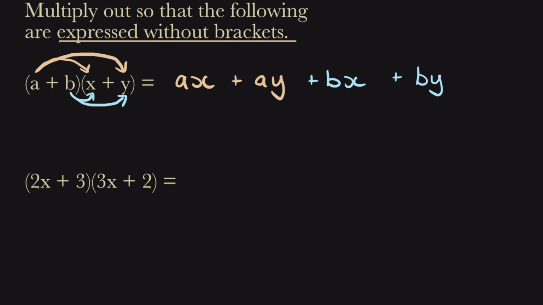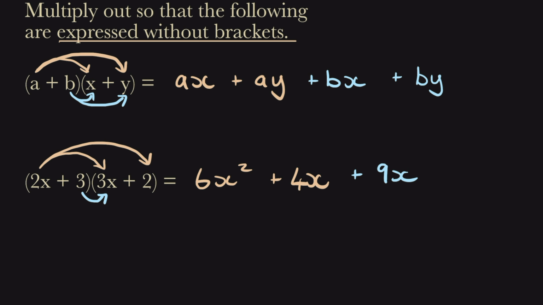The process here is very similar. We're going to multiply everything in the first set of brackets by everything in the second set of brackets. This is what it's going to look like. We've got 2x times 3x, which is going to give us 6x squared. And we're going to multiply 2x times positive 2, which is going to give us 4x. Then we're going to do plus 3 times 3x, which is going to give us positive 9x. And then positive 3 times positive 2, which is going to give us positive 6.